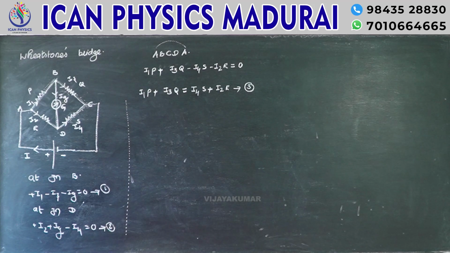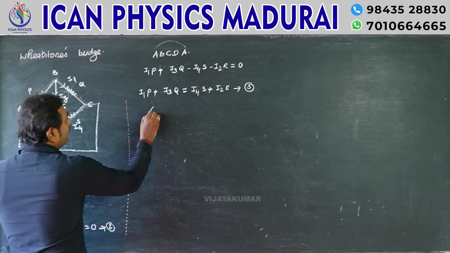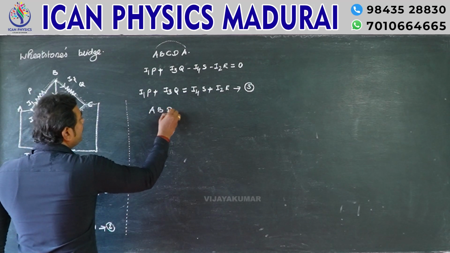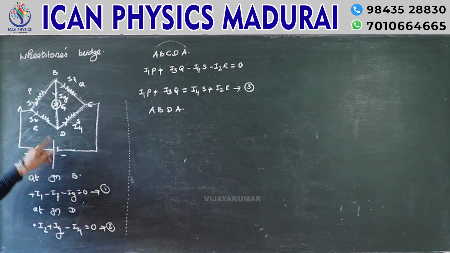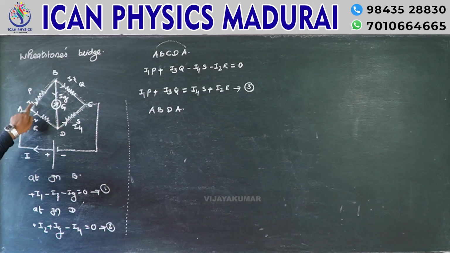Now I want to go to the next closed circuit: A, B, D, A. So A, B, D, A. So A to B, I1P.